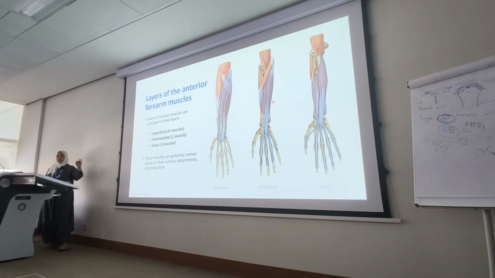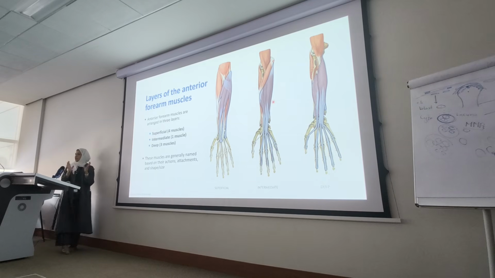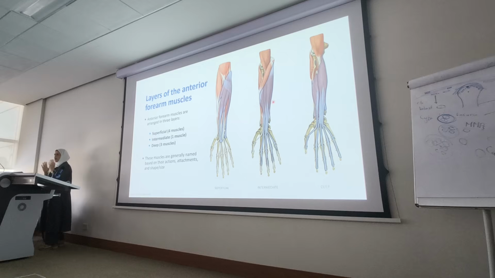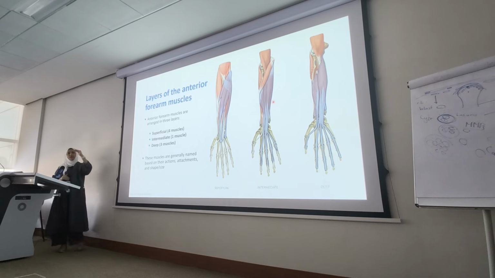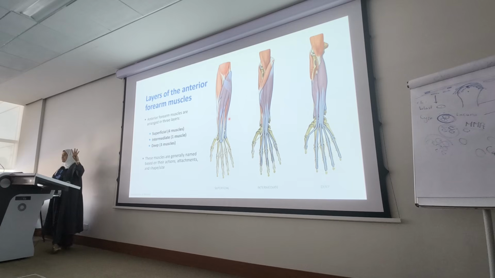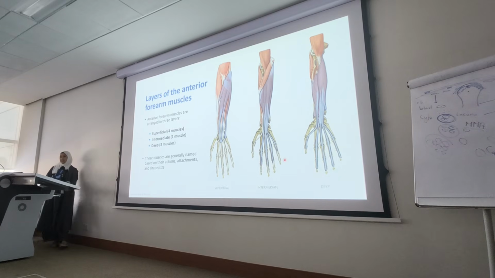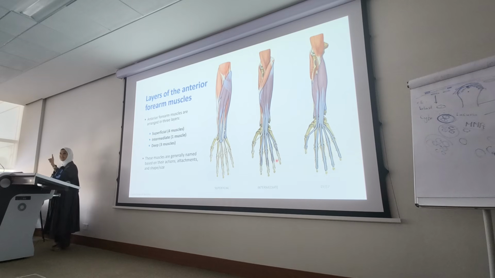So, now that we went over the overview of the hand, let's go over the muscles of the forearm and how they act on the hand. And so the muscles of the forearm, the anterior compartment, they can be arranged in 3 layers. We have a superficial layer, which is made up of 4 muscles. They're all highlighted in blue over here. We have an intermediate layer, which is made up of 1 big muscle. And then we have the deep layer, which is made up of 3 muscles, all right?